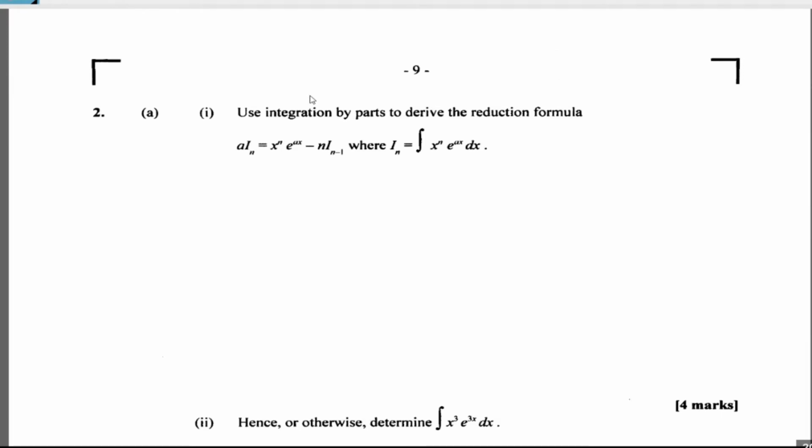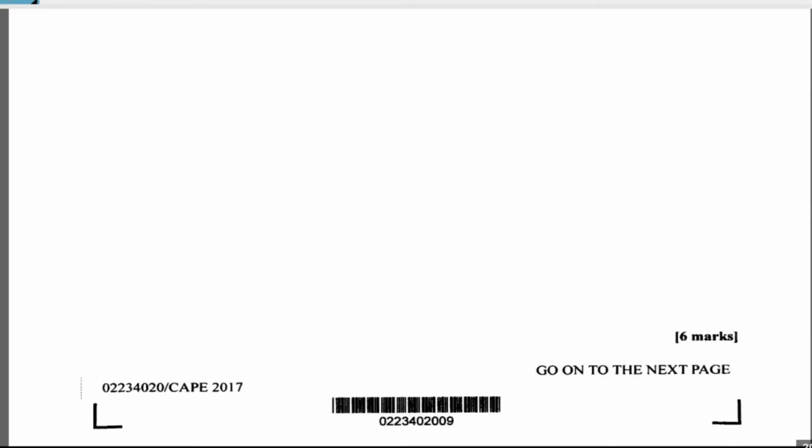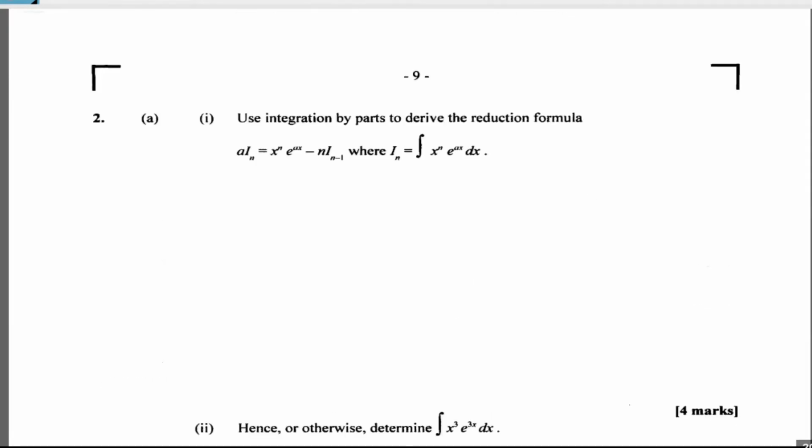All right, now this paper that we're looking at is the 2017 Pure Mathematics Unit 2. We're looking at the integration questions continued, and it says, use integration by parts to derive the reduction formula that a times In is equal to x^n e^(ax) minus n times In minus 1. Before we even do this question, I noticed that we're going to get some In minus 1.